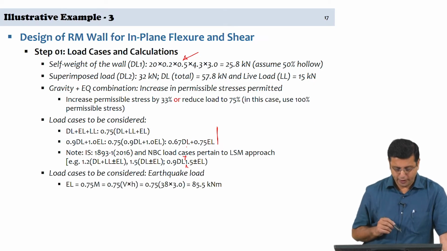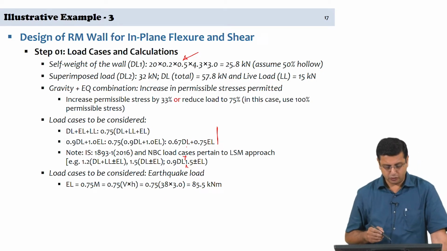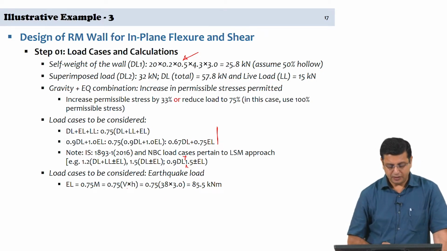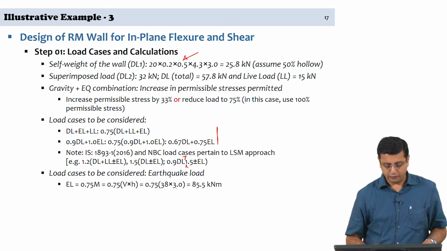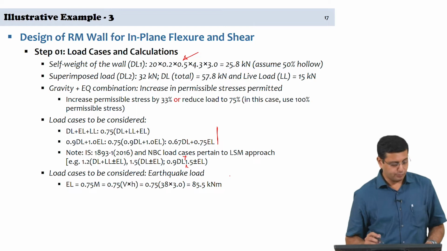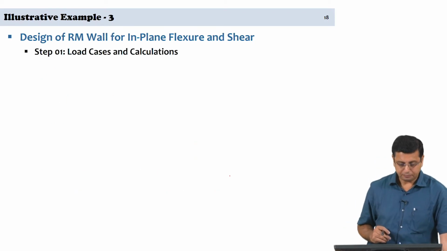For the earthquake load, we will take 75% again of the earthquake load. So, the shear force into the height will give us the overturning moment. 0.75 into 38 kilonewtons was what was prescribed for the design of the wall, the prescribed lateral force for the design of the wall, height 3, and therefore, we are looking at an overturning moment of 85.5 kilonewton meter.